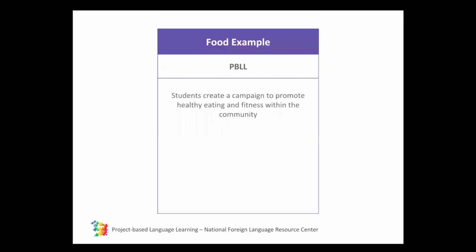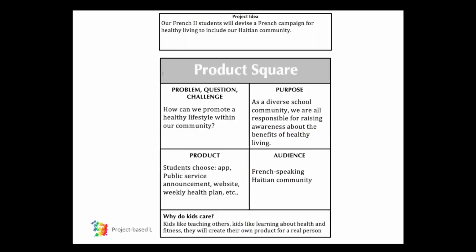Here's another example. Students were tasked with creating a campaign to promote healthy eating and fitness within the community. So take a look at the product square. As we can see, the products here are an app, a PSA, a website, a weekly health plan. And these products align with the purpose because the purpose is to raise awareness about healthy living. Looking at the problem, question, or challenge, that aligns with the product because students are able to demonstrate their learning and answer the question.